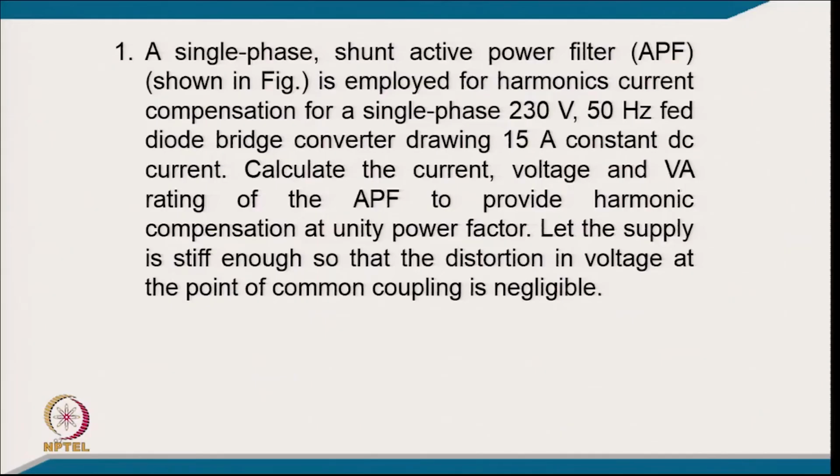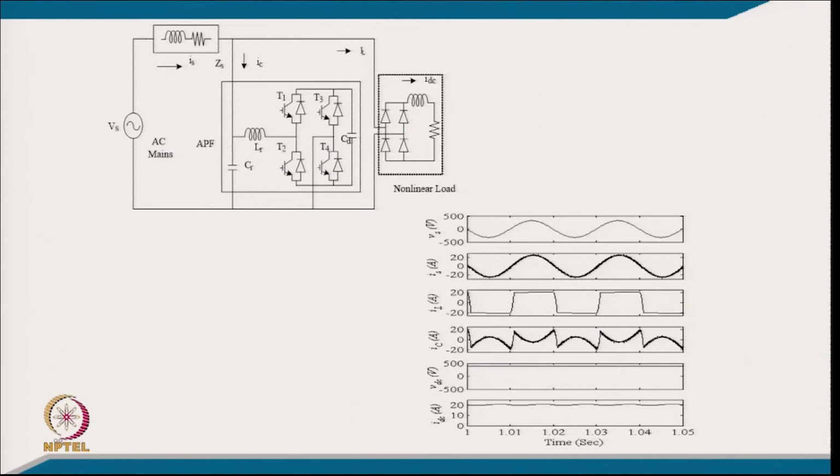Now, we will be talking about some numerical problems. A single phase shunt active filter is employed for harmonic current compensation of a single phase 230 volt 50 hertz fed diode bridge converter drawing 15 ampere constant DC current. Calculate the current, voltage and VA rating of the active power filter to provide harmonic compensation at unity power factor. Let the supply be stiff enough so that the distortion in voltage at the point of common coupling is negligible, and this is the typical circuit.